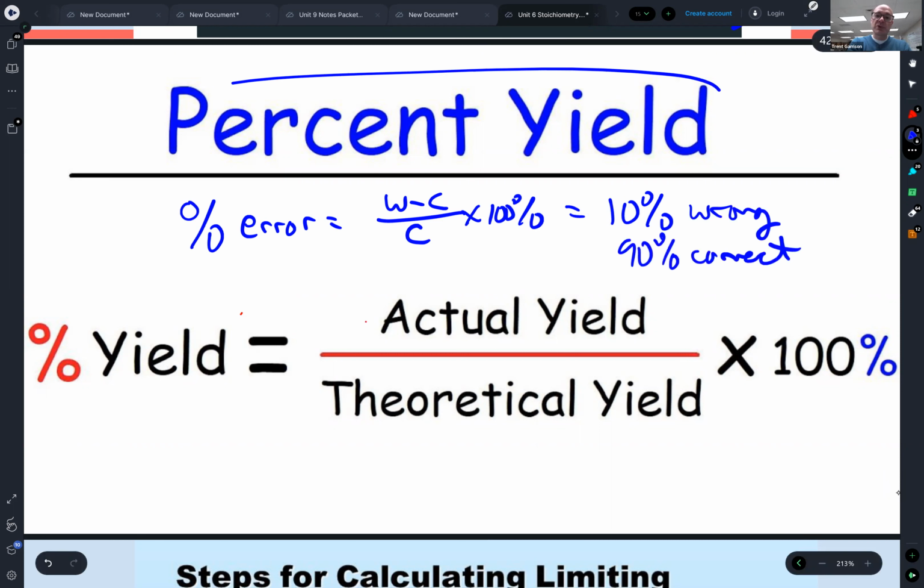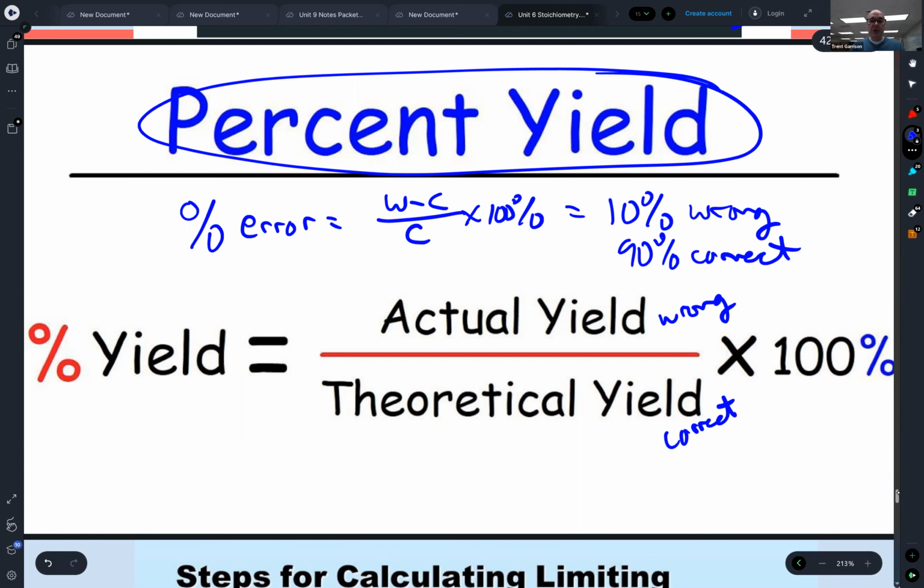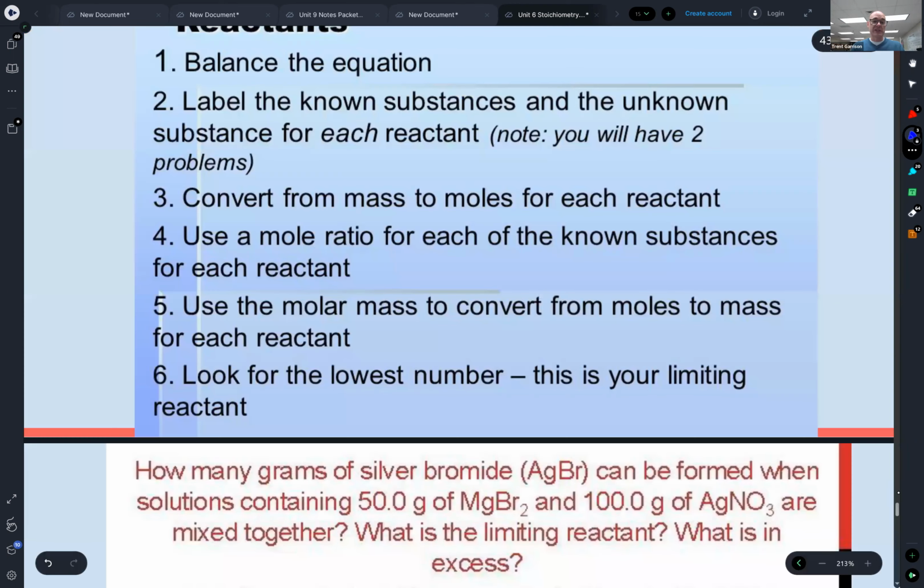Well, that's what this percent yield is going to be about. It's going to be about you calculating how much you're correct, not how much you're wrong. So the formula ends up being the wrong value versus the correct value. Wrong divided by correct. And we're going to then multiply it again by 100%. If you were to take the percent error and the percent yield together, you would end up with 100%.